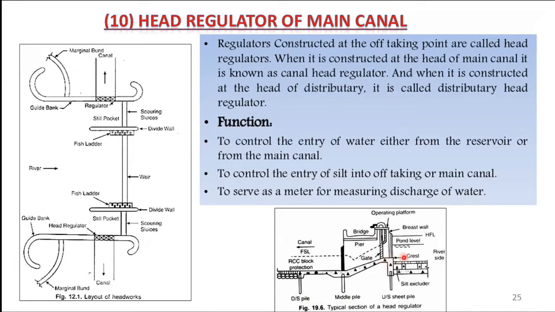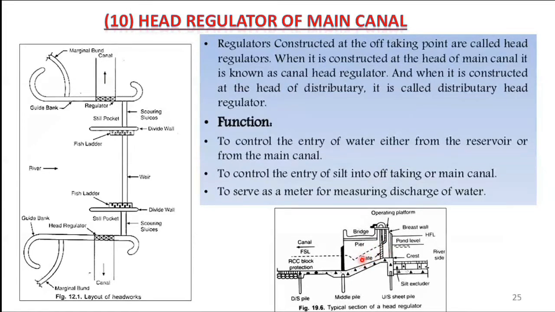So can you see here that the crest of the head regulator of main canal is kept on a higher location, as the sediment concentration is more on the lower part of the flow, and the upper part of the water contains less sediments. So the purpose is that less sediment water should enter here, and this is how the flow takes place.